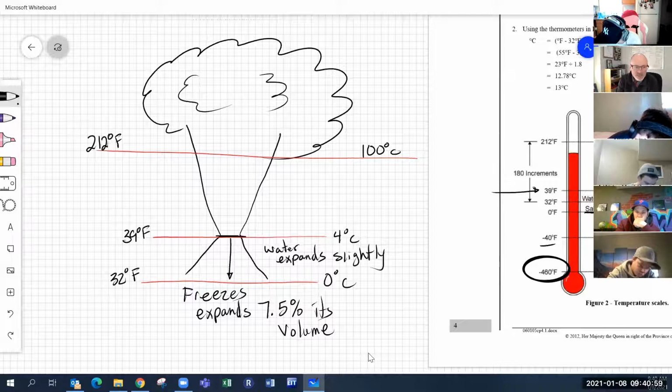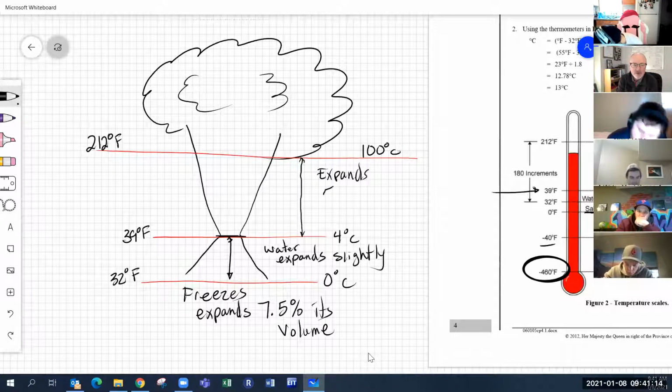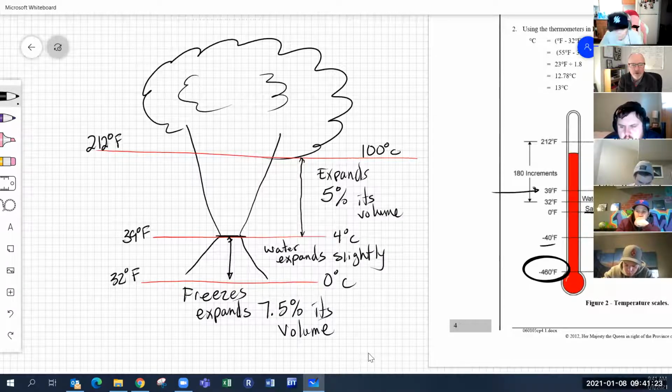Now, I want to tell you that water, from 4 degrees C to the boiling point at 100 degrees C, expands as well. It expands about 5% of its volume, from where water is most dense to the boiling point.